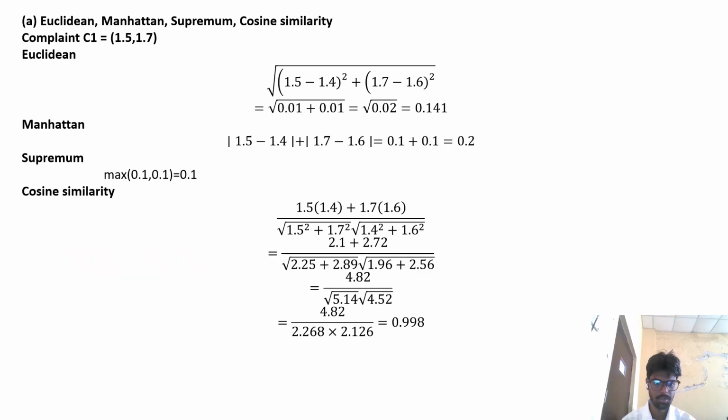Starting with the first one, to calculate the Euclidean, Manhattan, Supremum distance and cosine similarity for complaint C1, that is 1.5, comma 1.7. Euclidean distance will be 0.141. Manhattan distance will be 0.2. Supremum distance will be 0.1 and cosine similarity will be 0.998. The formulas for these were explained in the previous slides.